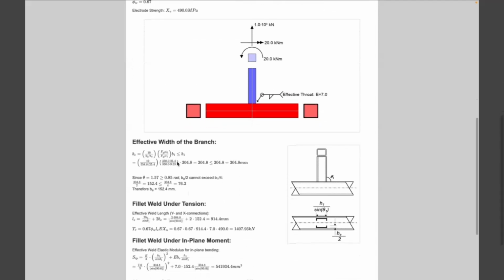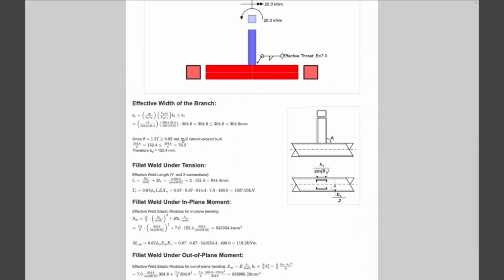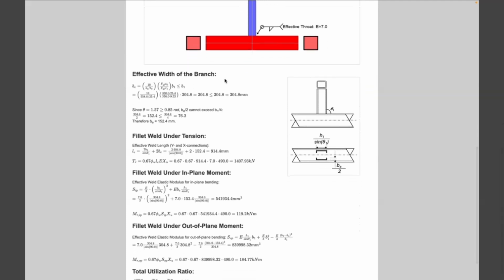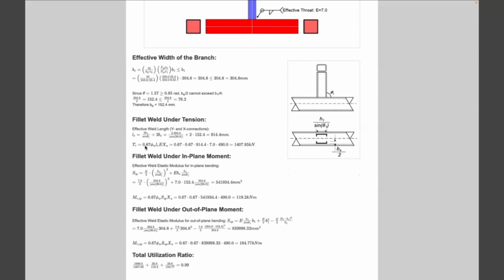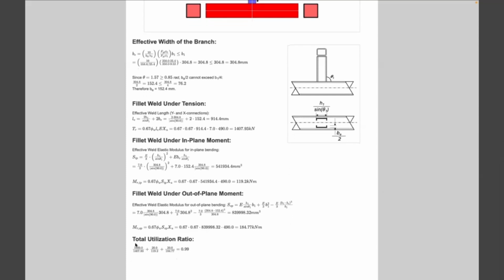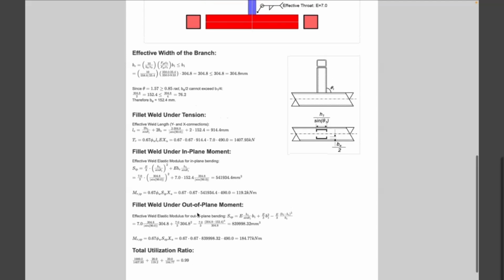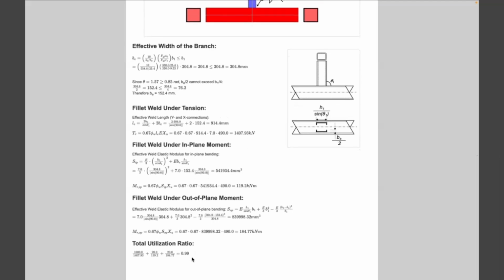Down here are the calculations for this weld design. It has the effective width, the effective weld properties for the branch under tension, in-plane moment and out-of-plane moment, and the associated capacities. And at the bottom, you can see the total utilization ratio, which is very close to 1, because the program will iterate until it finds the most efficient solution.